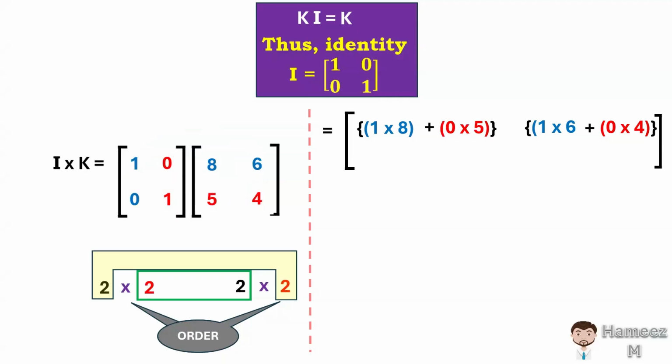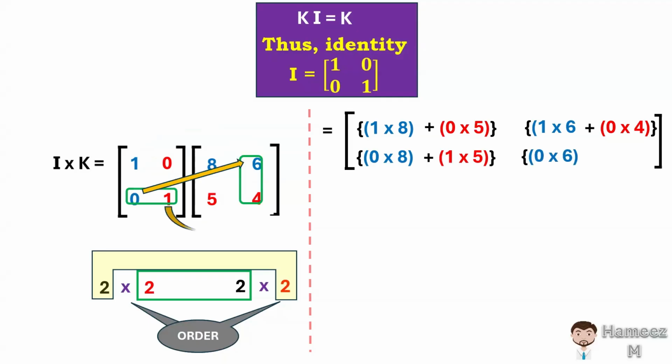And then we have the second row, 0, 1, so it'll be 0 times 8, and 1 times 5. And finally, the second row by the second column, first term by first term, 0 times 6, they're in blue, second term by second term, 1 times 4, and that's 4.